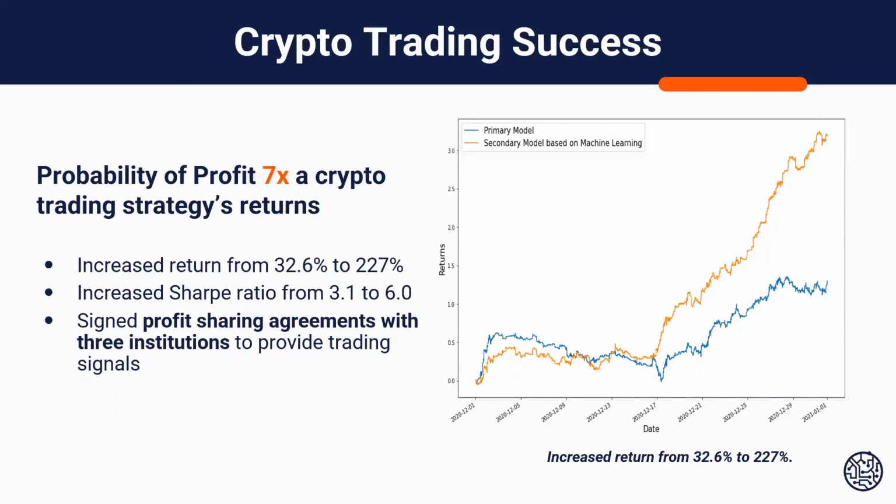To understand the performance, the secondary model is, I'll repeat, built on top of the primary model. So the secondary model is essentially filtering out bad trades that could have been taken in the primary model. Now the results are quite amazing. The primary model gives us an annualized return of 32.6%. However, the secondary model built on top of this helps us improve that to 227%. That's a 7x improvement. And the Sharpe ratio increases from 3.1 to 6.0. We have also signed three institutions to which we provide the trading signals, and there are quite a few conversations happening to provide them to different clients as well. Next slide, please.